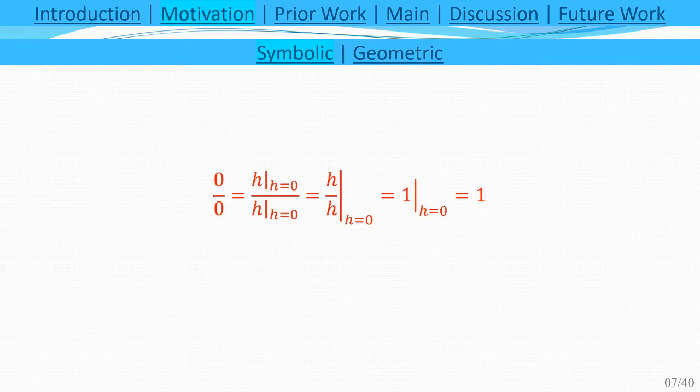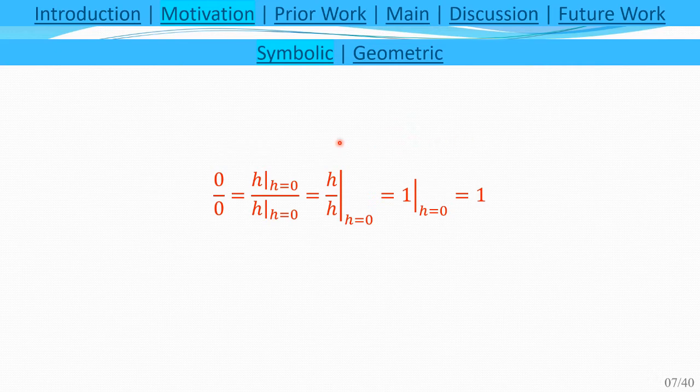Motivation. First, symbolically. Historically, applying the rules of algebra strictly to problems in calculus has led to contradictions. Consider the relatively simple h over h at h equals 0. Starting in the middle, we may go right. H over h at h equals 0 is 1 at h equals 0 is 1.